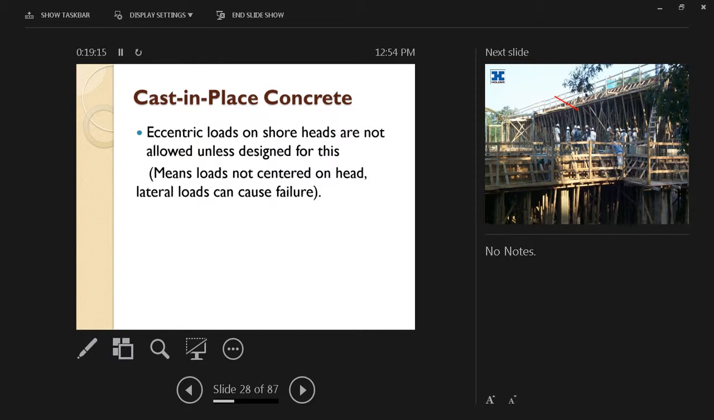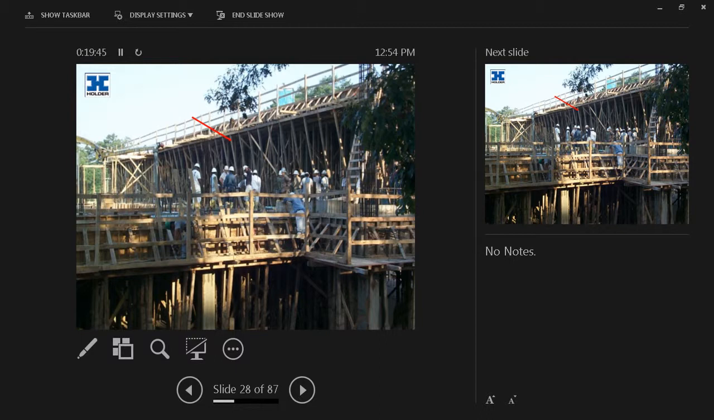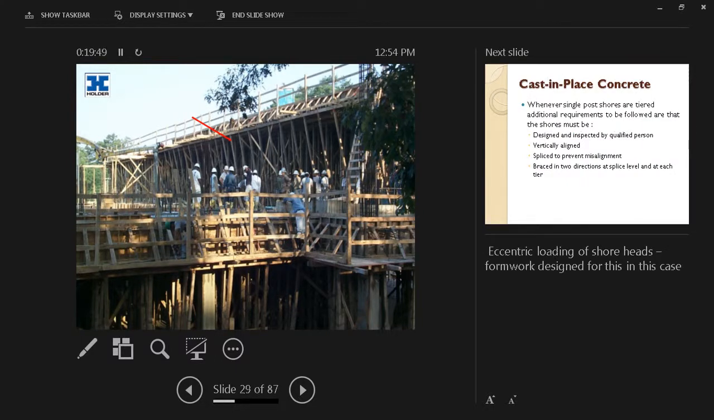In case you have eccentric loading, which means it's not axial loading on top of the prop, on top of the shore head, eccentric loads on shore heads are not allowed unless designed for this, because in addition to the load itself, this creates a moment which may overturn that shore head. It means loads not centered on the head. Lateral loads can cause failures because of that, unless the shoring is properly designed to take these lateral loads. So for example, here on this slide, we can see that we have some lateral loads from this cantilever, so that's why we have these diagonal or slanted shores as additional support for the formwork.